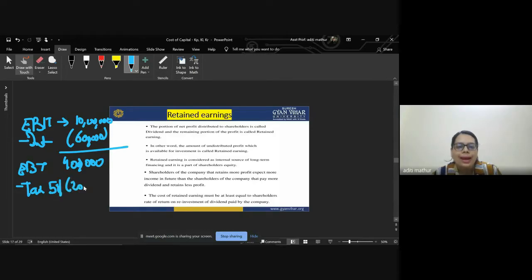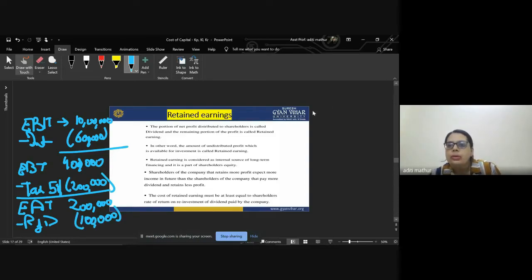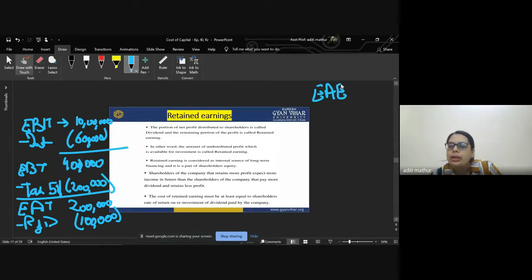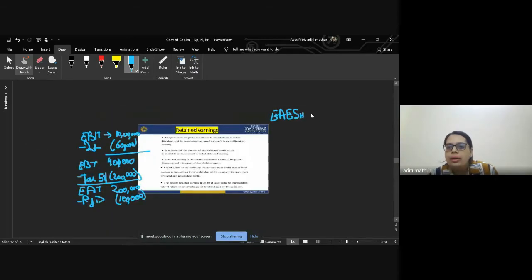So EAT is 2 lakh. Let us just assume that the preference dividend is 1 lakh. So the amount remaining, that is, the earnings available for equity shareholders, is equal to 1 lakh.